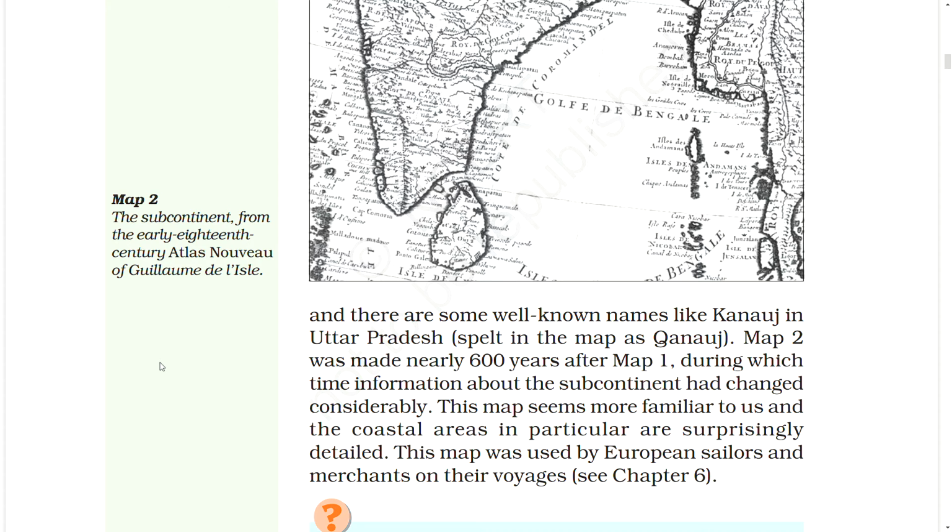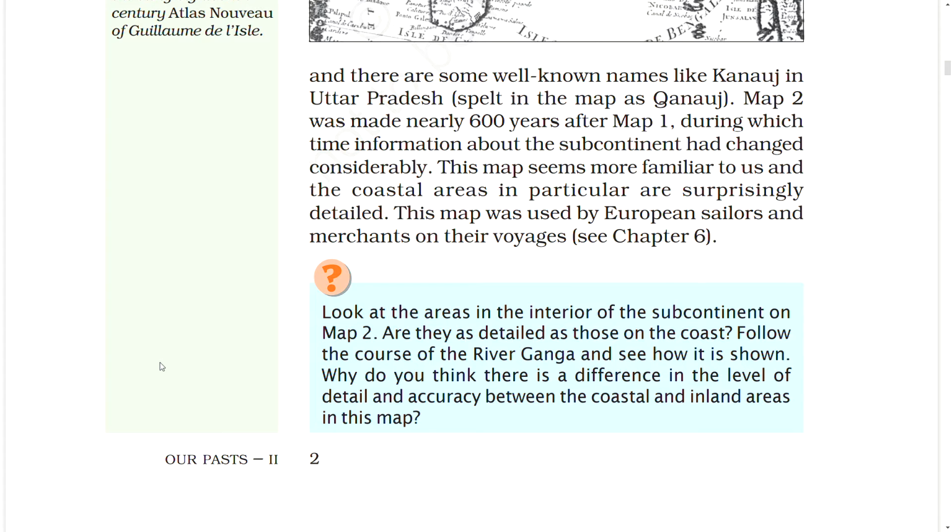See Chapter 6. Look at the areas in the interior of the subcontinent on Map 2. Are they as detailed as those on the coast? Follow the course of the river Ganga and see how it is shown. Why do you think there is a difference in the level of detail and accuracy between the coastal and inland areas in the map? Comment on this.